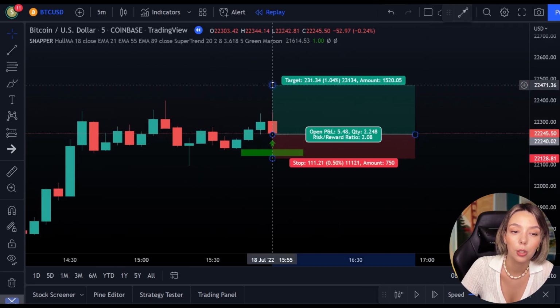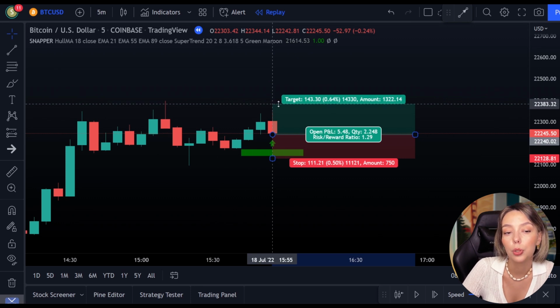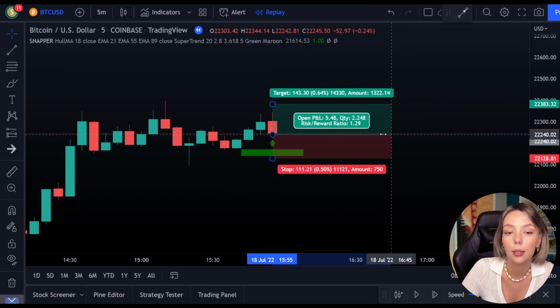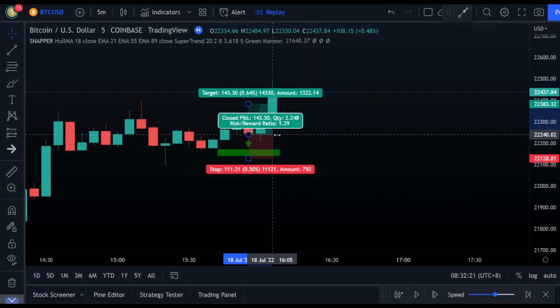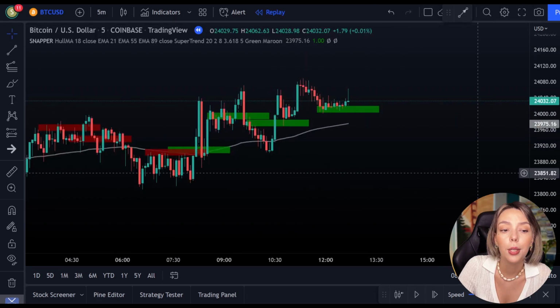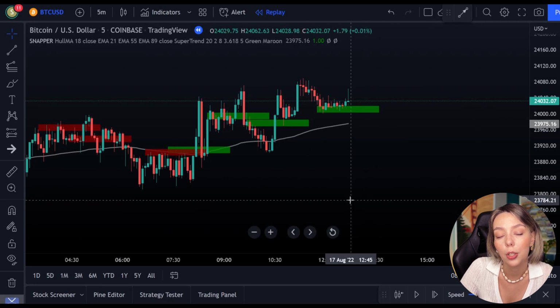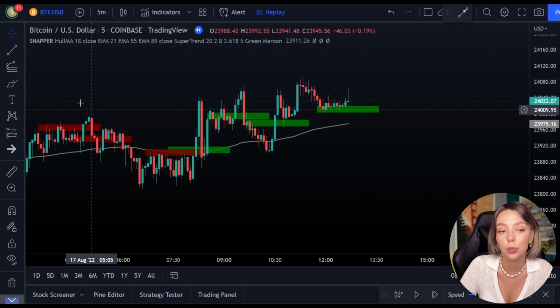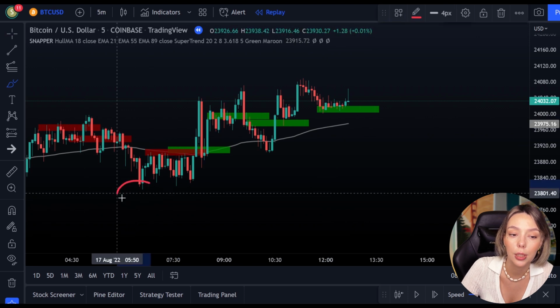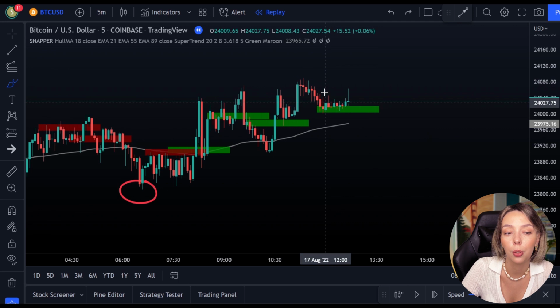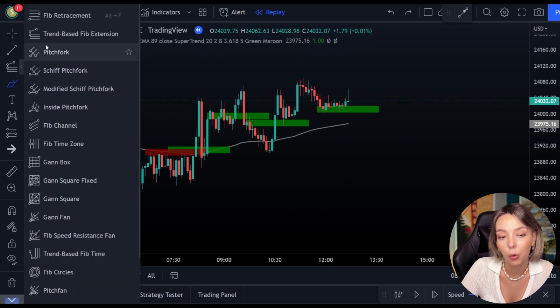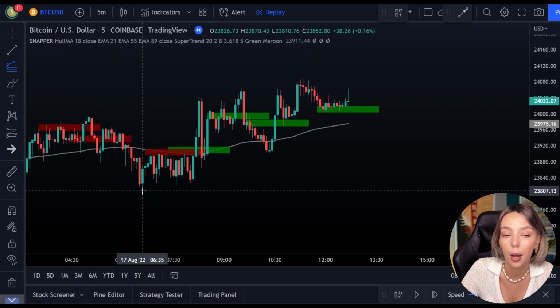The creator of the strategy mentioned that for a long trade we should place a take profit target at the recent highest price. If you can't find the recent highest price for your take profit target, you need to use the trend-based Fibonacci extension. What you basically need to do is draw the Fibonacci from the lowest point before the price crossed above the moving average all the way up to the recent swing high.